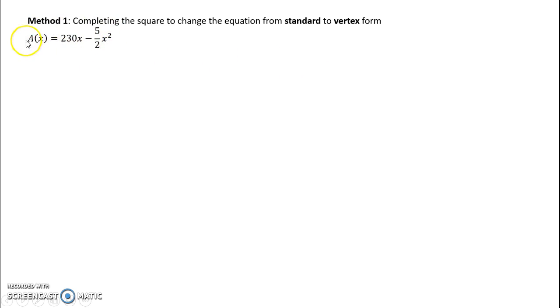So we start with our equation in standard form. So this is a quadratic equation. And the first thing we're going to do is we're going to factor out negative 5/2 from both terms. Okay, so we're factoring out the leading coefficient.